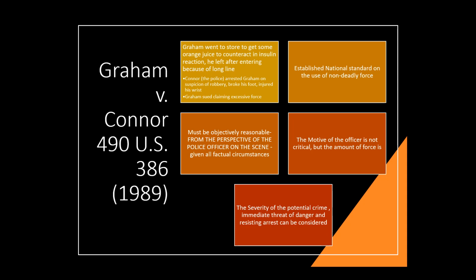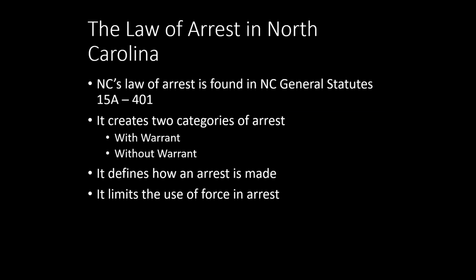Now, this next slide I'm going to show you is the law of arrest in North Carolina. North Carolina law on arrest is found in the North Carolina General Statutes, Chapter 15A, section 401. And it creates two categories of arrest. It says you can arrest with warrant and you can arrest without warrant. It gives you a definition of how an arrest is made, and it limits the amount of force. This really is a central statute in North Carolina if you're going to look at it.